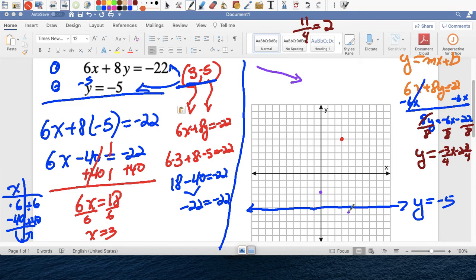Right? There's something wrong over here. What am I graphing correctly? Hang on a second. y equals negative 5.